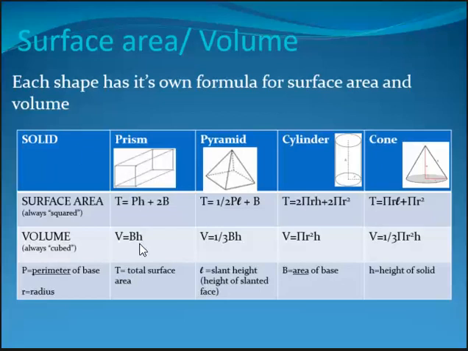H stands for height. R stands for radius. L stands for slant height. So over here on our cone, this is the slanted height. The one that goes straight up and down is H, the perpendicular height. But when we slant it and go from the base to the top, that is called the slant height.